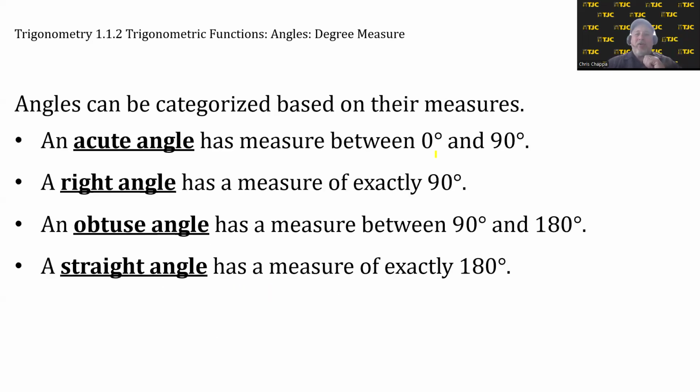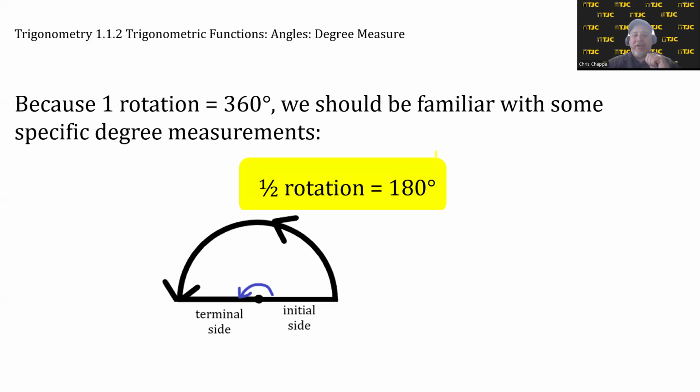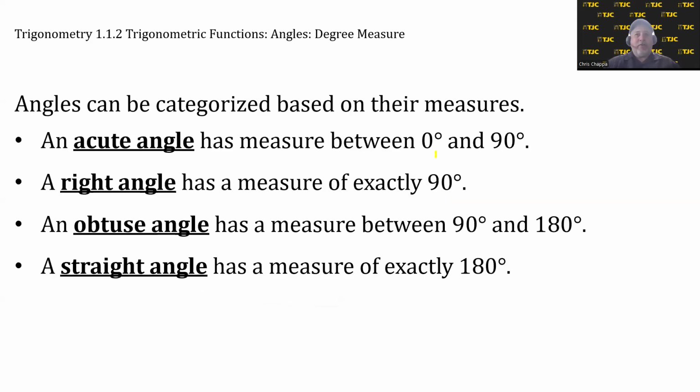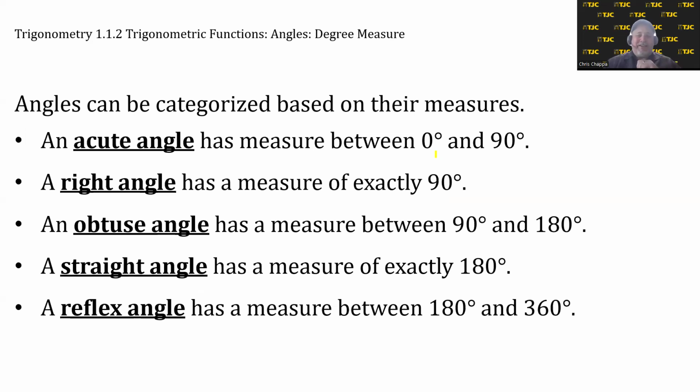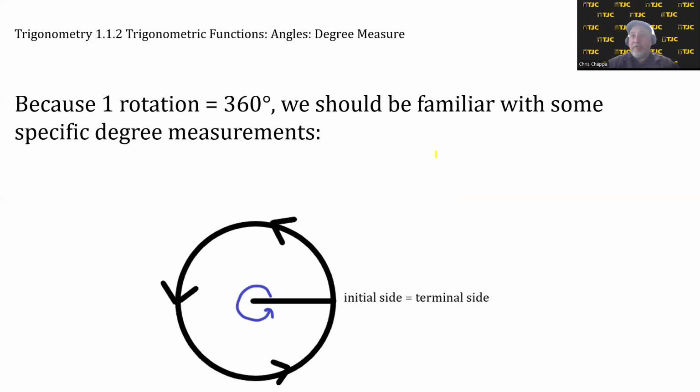A straight angle has a measure of exactly 180 degrees. So this is a straight angle because its initial and terminal sides form a straight line. I know all lines are straight, but that's a discussion for a different course. A reflex angle, and this one is not as common, has a measure between 180 degrees and 360 degrees. So in other words, it opens up more than this, but not a complete revolution.